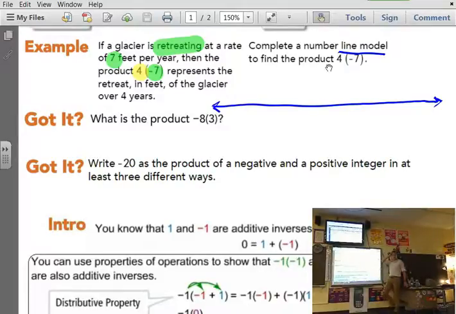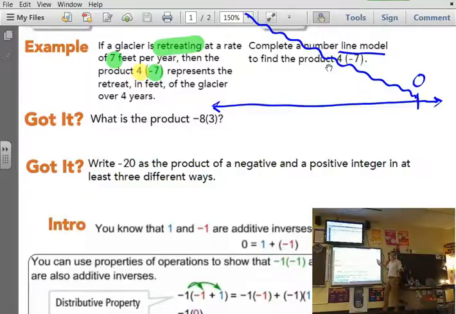Do I know how big the glacier is to start? No. So let's just start at 0. This would be where my glacier is right now. Big old jagged glacier. Should we draw this number line? Yep. You don't have to draw the glacier if you don't want to. But then when it retreats that first year, how much does it lose that first year?